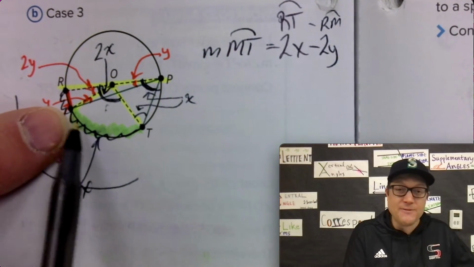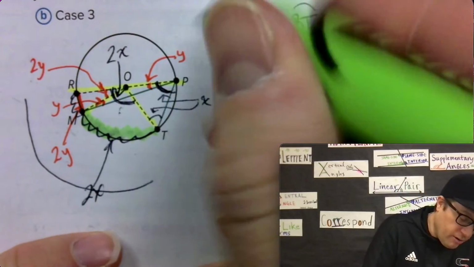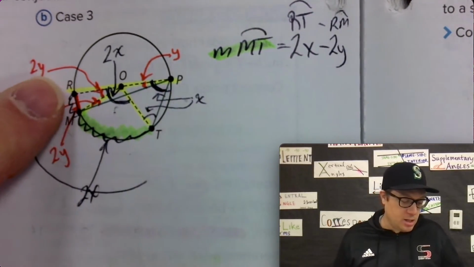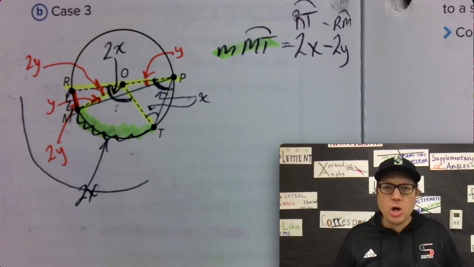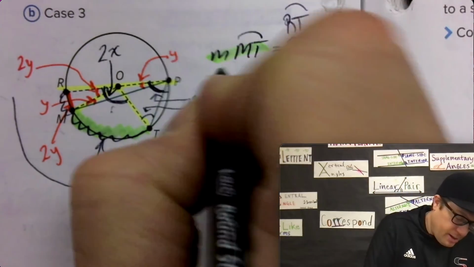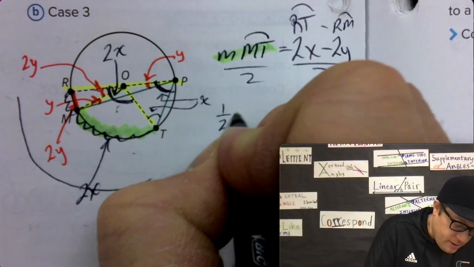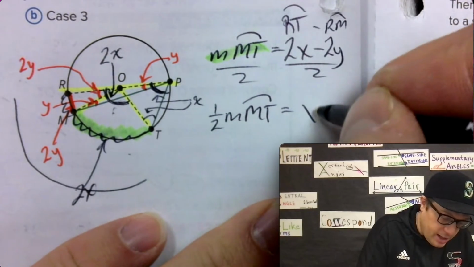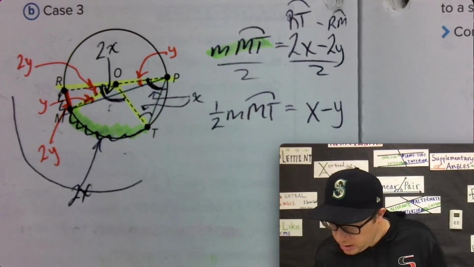Like that's what we're doing to get 2x minus 2y. We want the leftovers. Green is the leftovers. All of it would be the 2x because it's all of this exterior angle. Take away the amount that we have. Okay, factor and divide by 2, right? So I'm going to divide by 2, which means I can put 1/2 the measure of MT, and it's going to equal x minus y. Oh yeah, that's not too bad. All right, yeah.